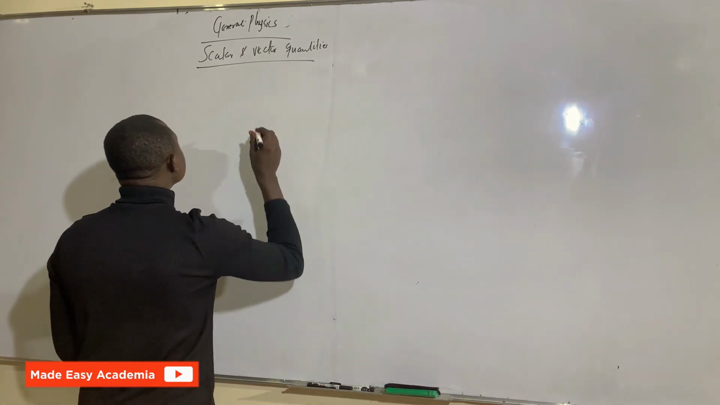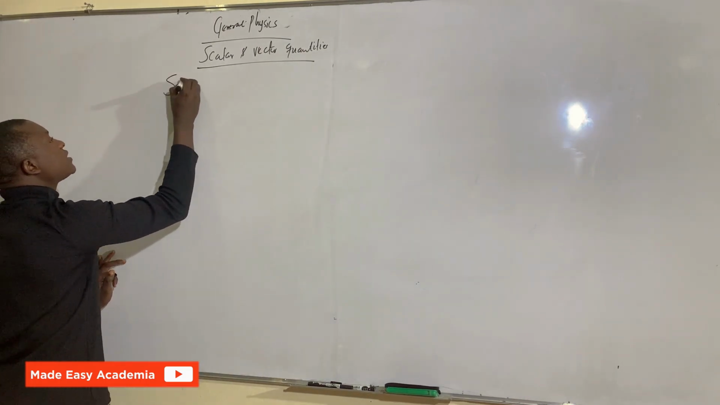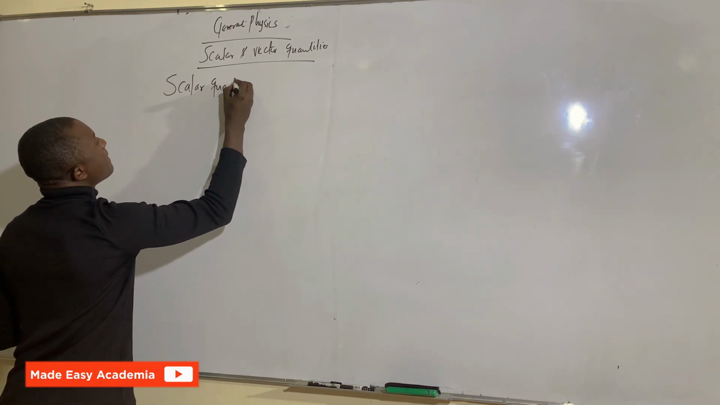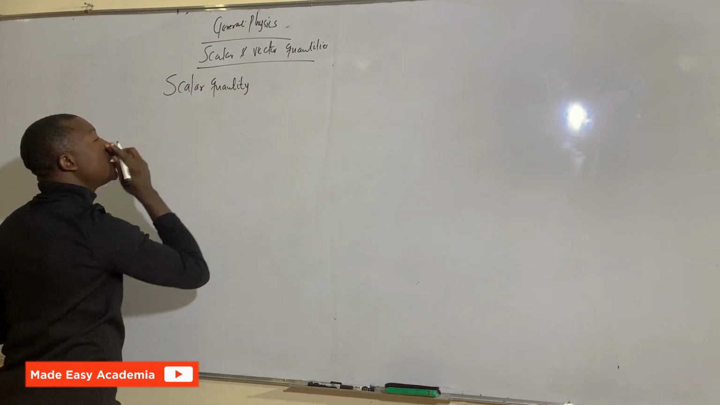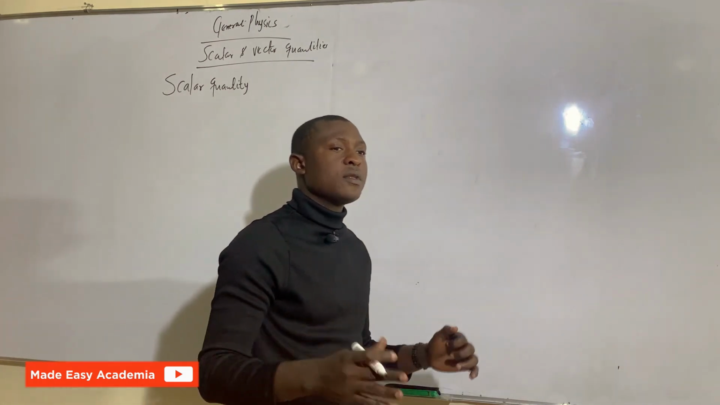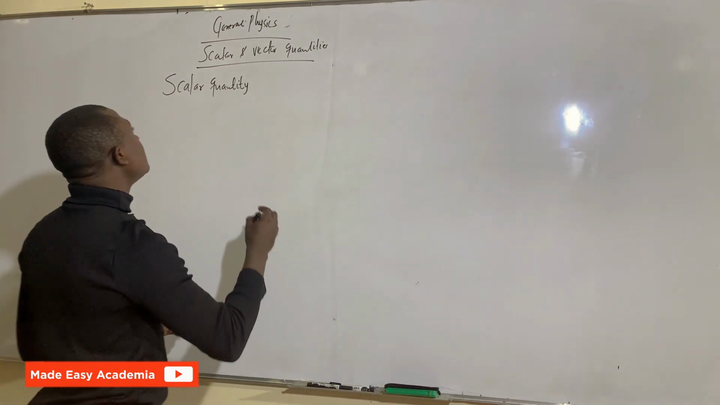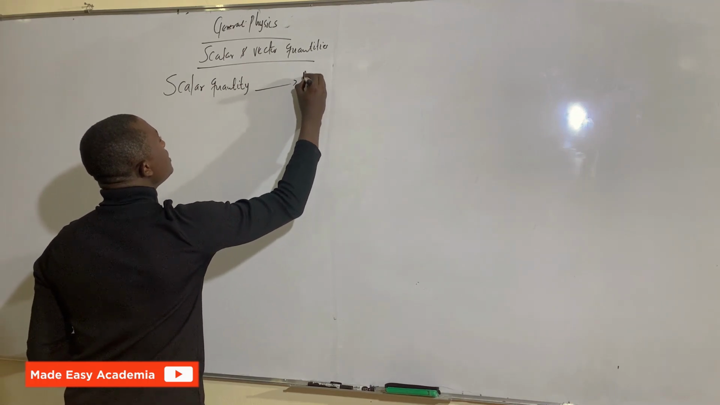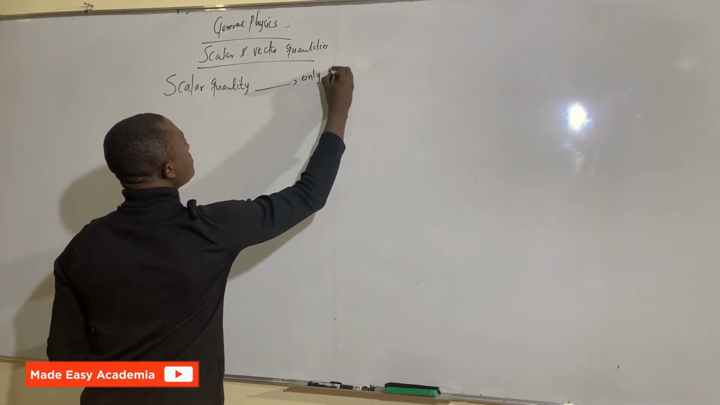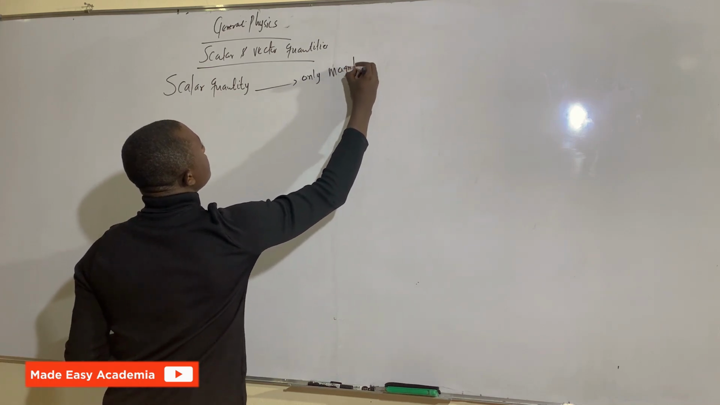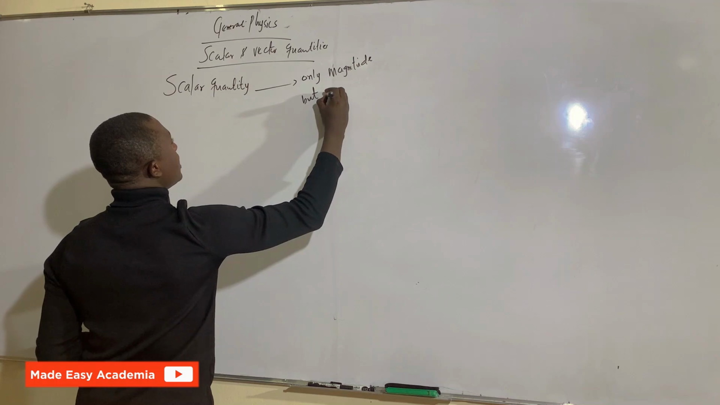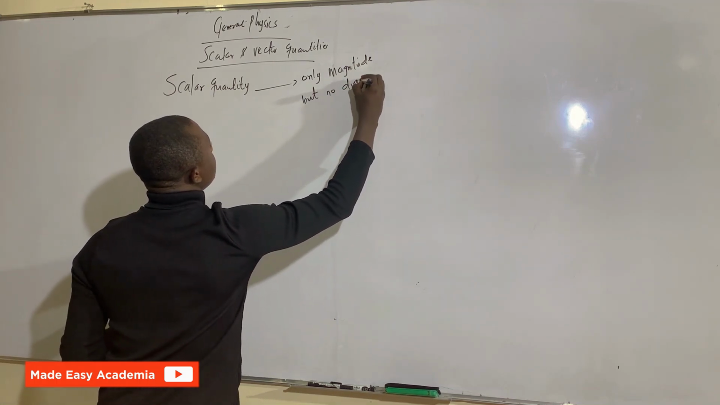If you check our materials, I'll break down the definitions so that you can see what we mean by that. Scalar quantities are those quantities that have only magnitude but no direction. So here, let me give a clear example.